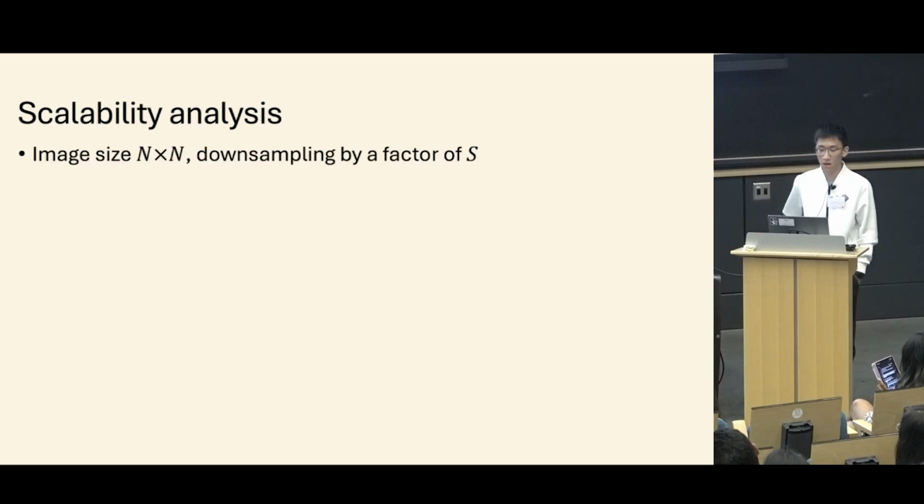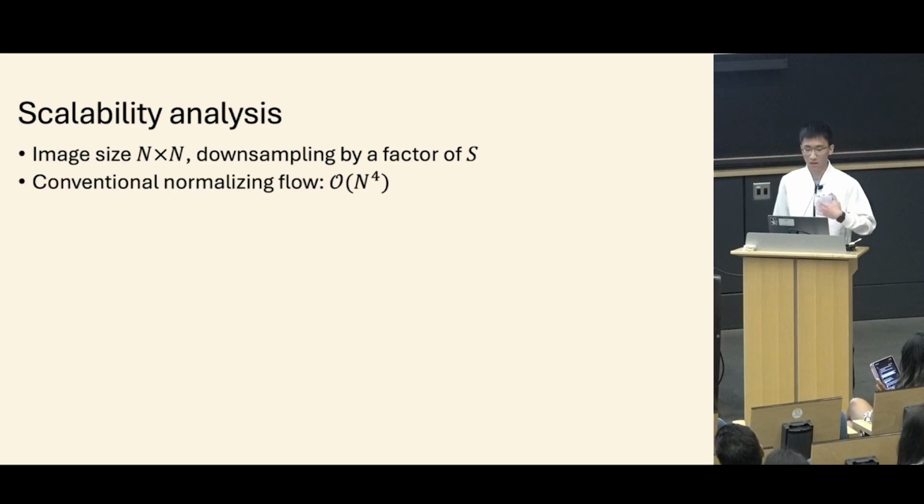So if you're modeling an image posterior for n by n images, and you're using a downsampling factor of S in your pixel unshuffling and shuffling transforms, for a conventional normalizing flow network like in DPI, you would have a network size of n to the power of 4, while for our method, you would have a network size of n to the power of 4 divided by s to the power of 4 plus n squared.